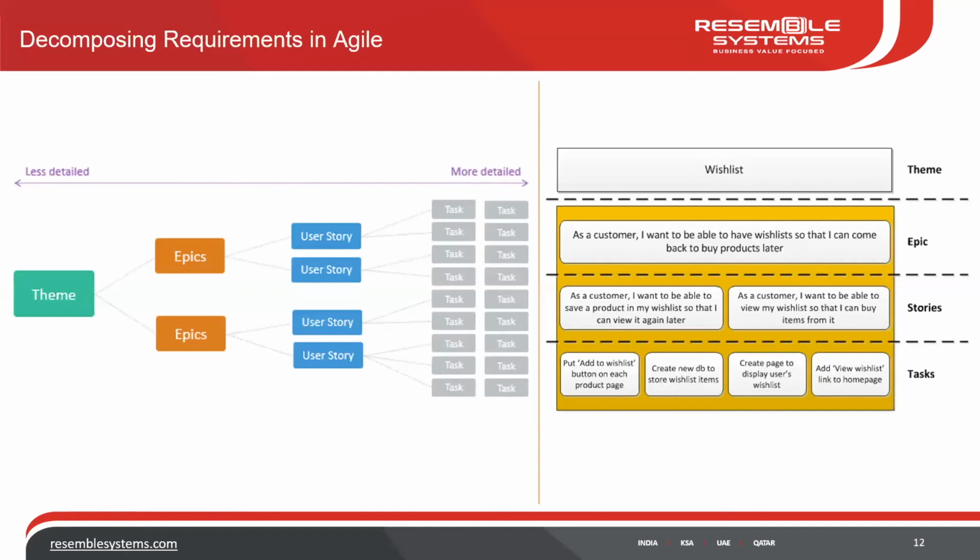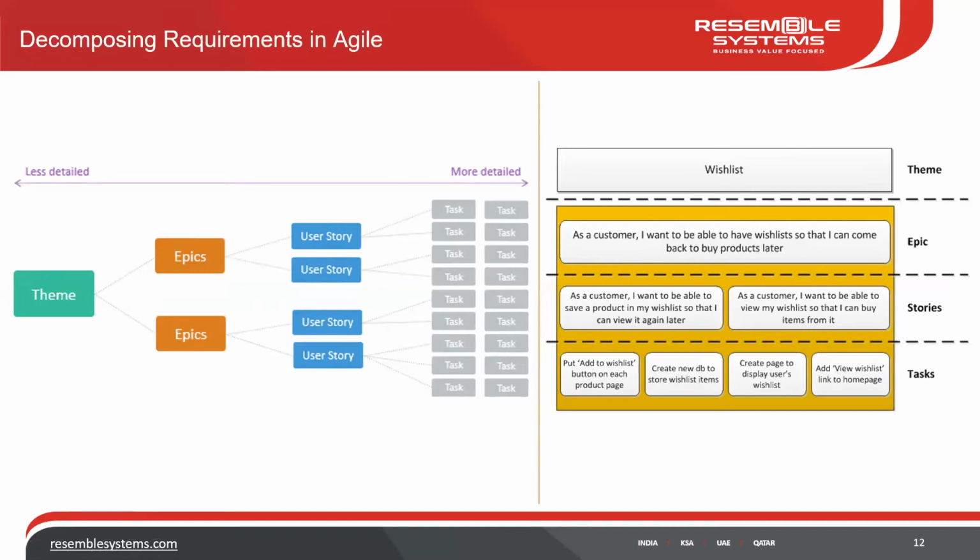Now how do we estimate? One important thing that you have to remember is in Agile or in Scrum, we do not estimate themes or epics. We estimate right from the user stories. So how long will a user story take to do? User stories are estimated in points, and tasks are estimated in hours. We will look at that in the coming slides.